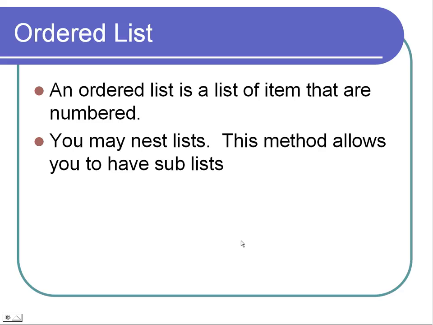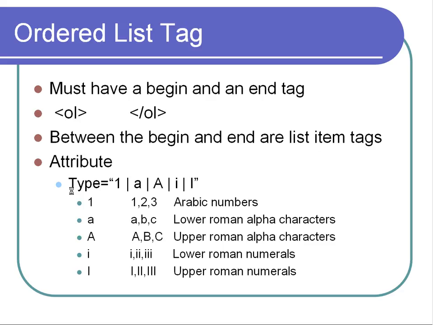Now we get to our ordered list. Ordered lists are numbered items. And again, you can nest them. This ordered list has a begin tag and an end tag. And this end tag is necessary, just like the unordered list. This is an OL. And likewise, it has a type attribute. And these are the things you put in the type attribute. So you type the word type equals, quote, and then one of these items, quote. And that goes right in there.